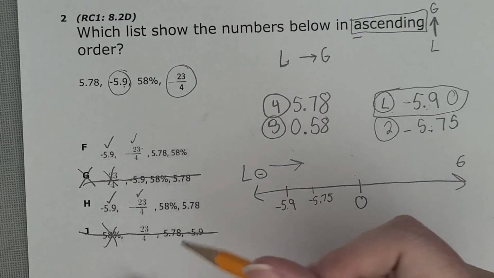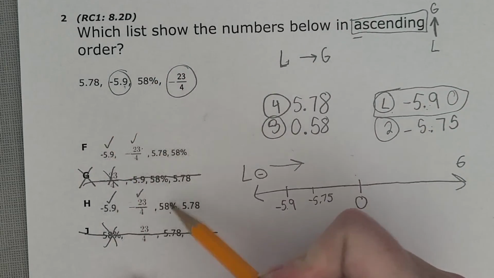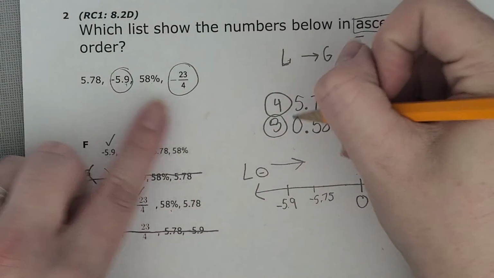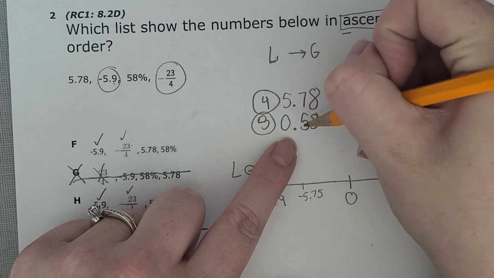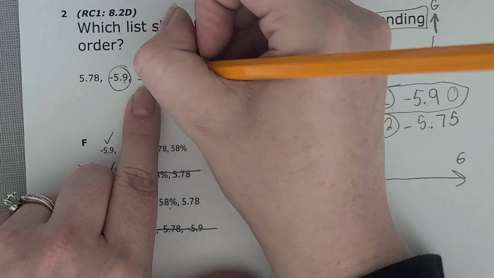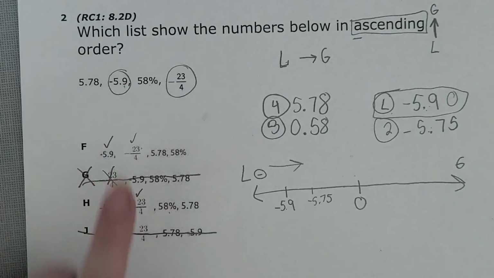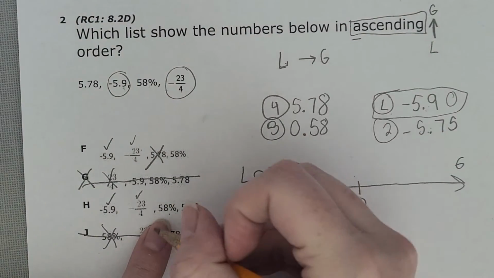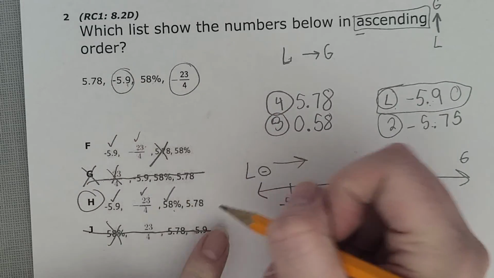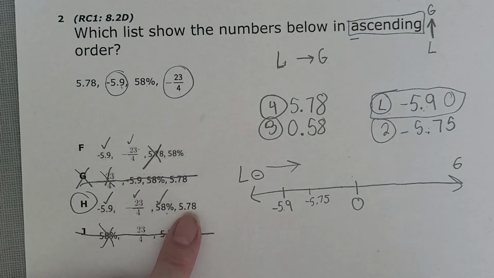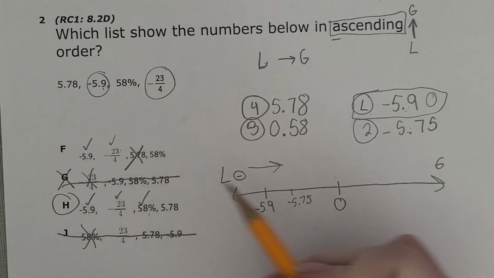All right, so next, is it our decimal or our percent? Okay, the one that we said was third was 0.58, which was our percent number. Okay, so that's gonna have to be H. All right, and then they end with 5.78. So the one that matches would be H.